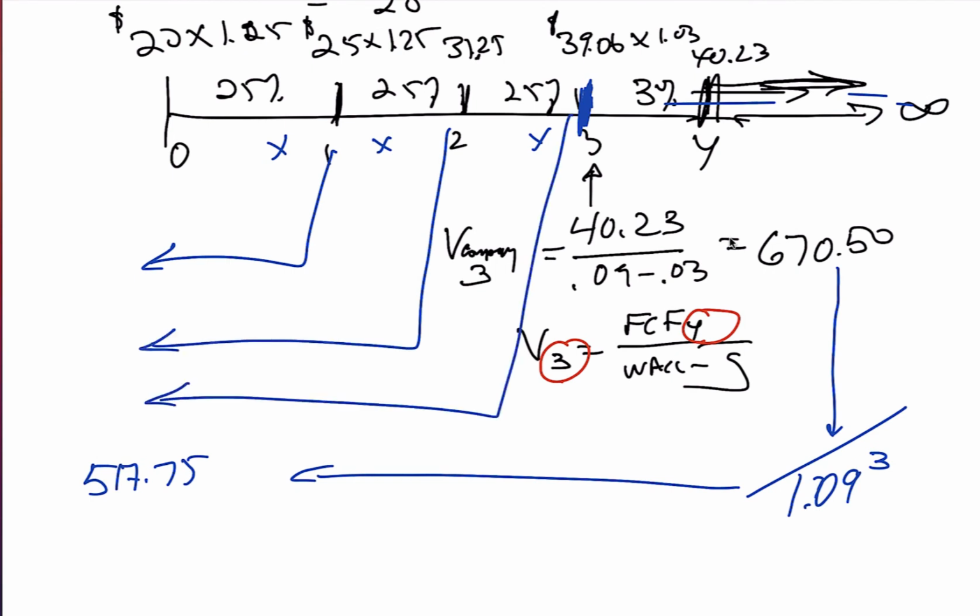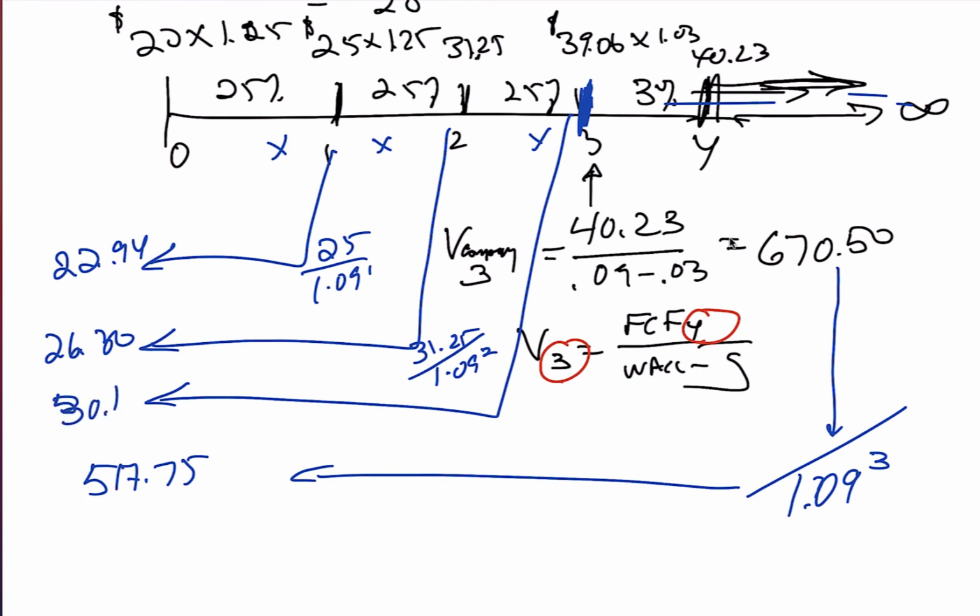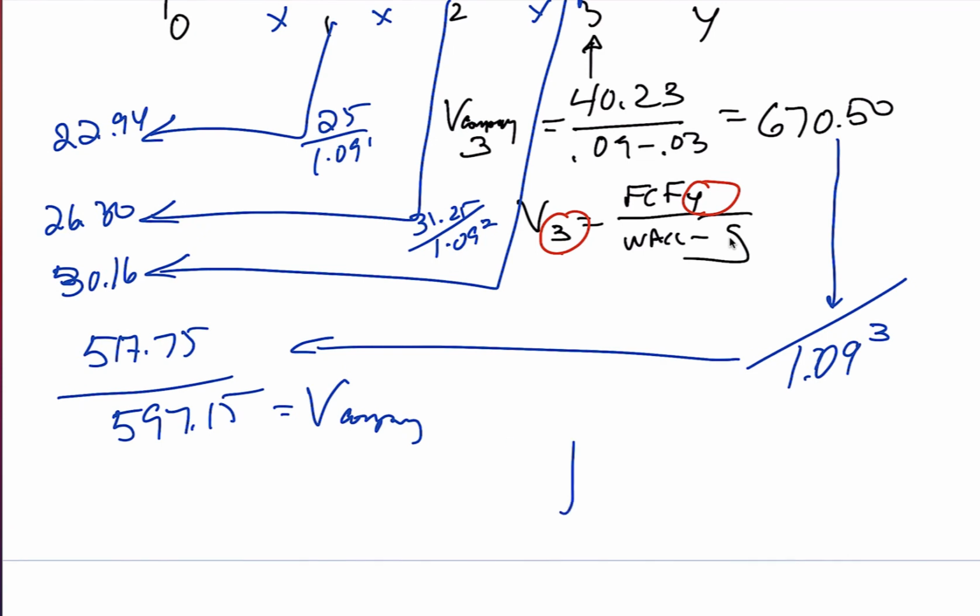Now the company is generating free cash flow in these intervening time periods. So we're going to take 25 divided by 1.09, 31.25 divided by 1.09 squared, and so on. We get 22.94, 26.30, and $30.16. The whole thing comes out to be $597.15. That is the value of the company. Okay, that's the left-hand side of the balance sheet.